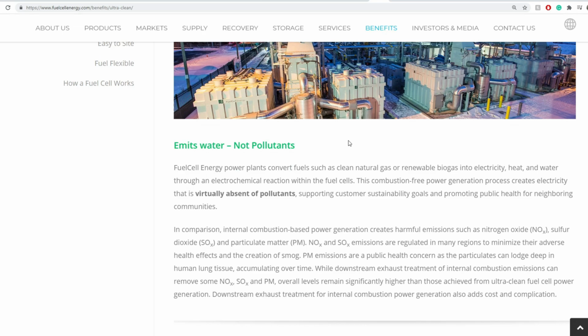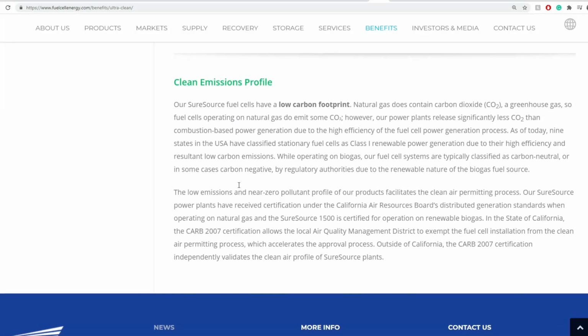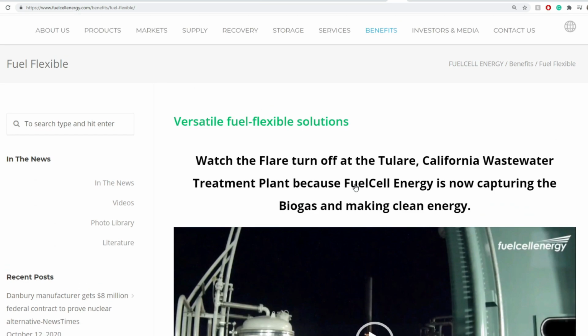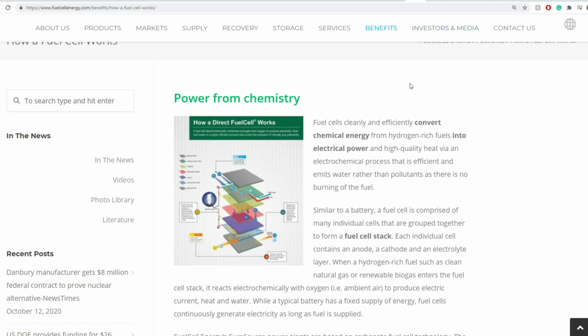Generating power via chemistry and not burning, and so some of the product ideas include either carbon capture or generating electricity by using either natural gas or renewable biogas into electricity, heat, and water. So the only byproduct is not really a pollutant, which is water. The next thing is versatility and fuel flexible solutions. For instance, they have the California wastewater treatment plant. FuelCell Energy is now capturing the biogas and making it clean energy. So they're very flexible, very aware of how to extract more energy for our use.